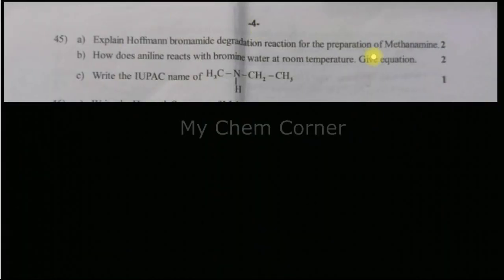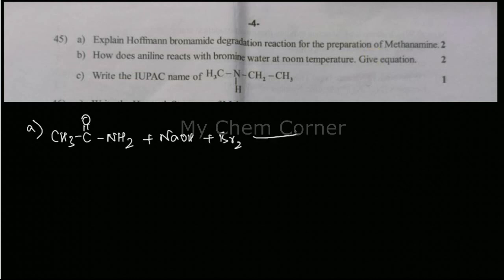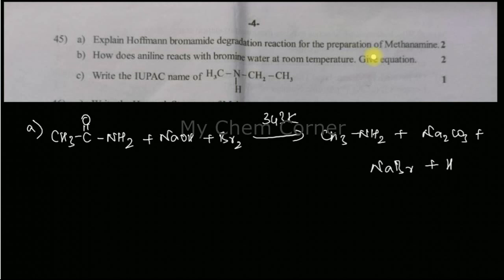Question number 45. Explain Hoffman bromamide degradation reaction for the preparation of methylamine. Alright, so A part here is to write the equation. So I have here acetamide with NaOH and Br2 at a particular temperature to form methylamine plus sodium carbonate plus sodium bromide plus water. Now what you have to do is you need to balance it.